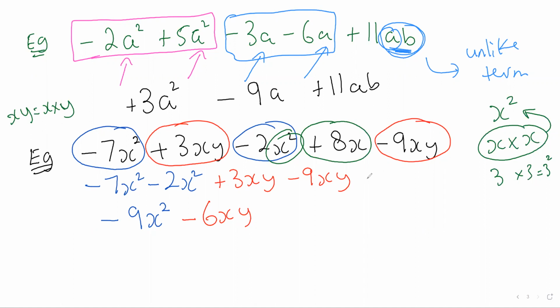So x here is just positive 8x, and we bring it down in the answer. This is our unlike term, positive 8x. And now this is the answer here, right?